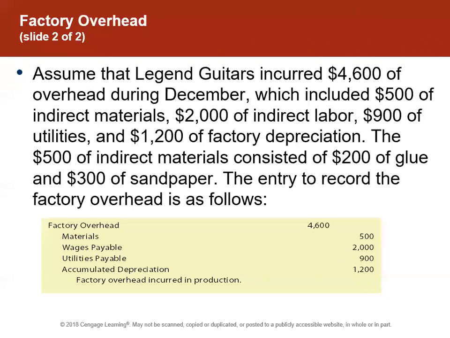So now you'll notice here we have a little bit of a difference in how we're keeping track of our factory overhead. In the last chapter, we just charged any factory overhead to work in process. We still are going to, but we're also going to keep track of our factory overhead. Okay. So our factory overhead account is, as you see on your notes too, factory overhead.